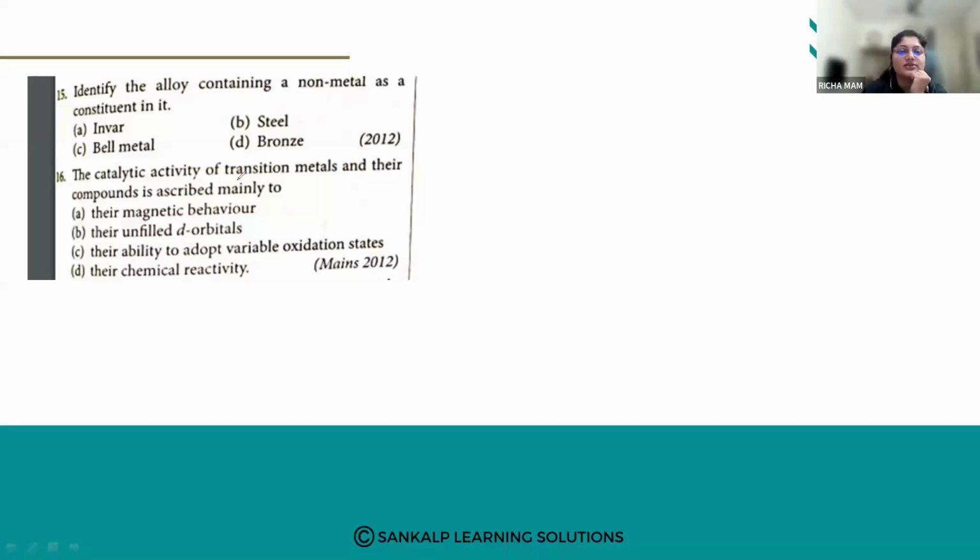Catalytic activity is shown by the transition metals because they can show variable oxidation states. Variable oxidation state means iron can exhibit +2 and +3, nickel +2, cobalt +3. So the answer is due to the variable oxidation state. The catalytic activity of transition metals is due to the property of showing variable oxidation states. So option C is the correct answer. Remember this, don't forget. Catalytic activity plays a major role.